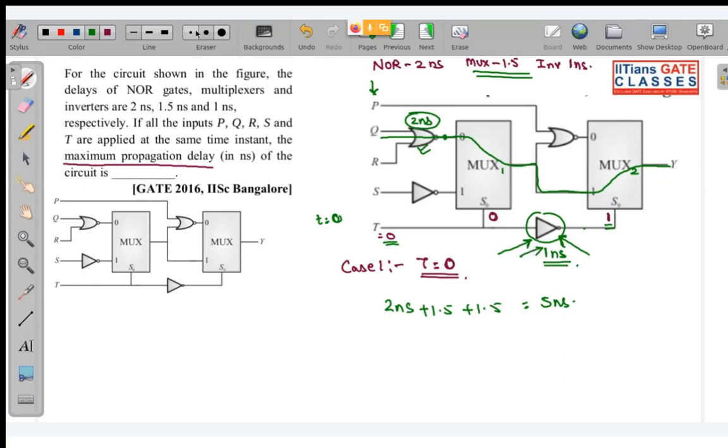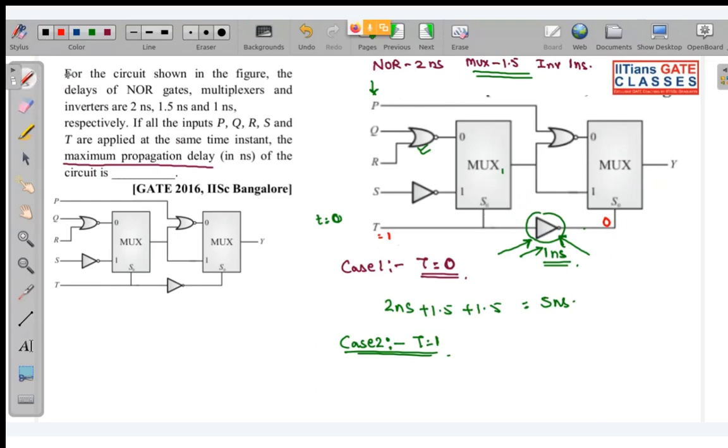So now look, case 2. Case 2 is when t is equal to 1. So what will be the path of input to output now? Okay, path of input to output. So you can see now, at time 0, t is 1. So after 1 nanosecond, what will happen? After 1 nanosecond, this will get stabilized to 0.